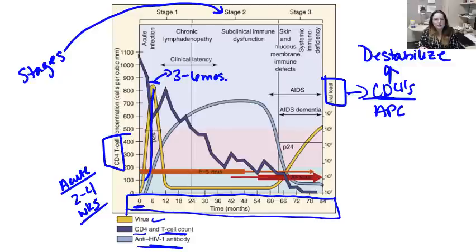Particularly CD4 T cell memory cells tend to be affected, but pretty much any CD4 positive cell can be infected by HIV because GP120 will bind to CD4 on all of these different cells. Okay, so we're going to see a significant decrease in our CD4 T cell count during the first 6 months of infection.